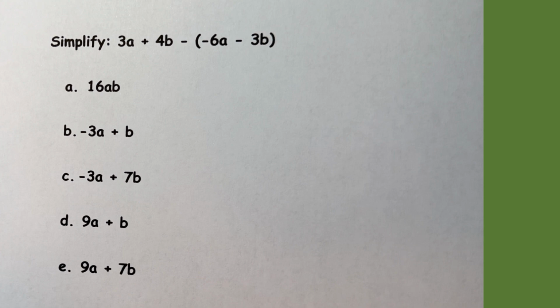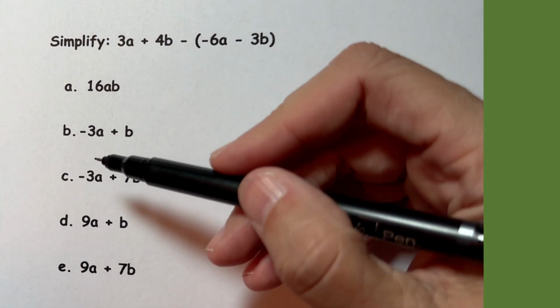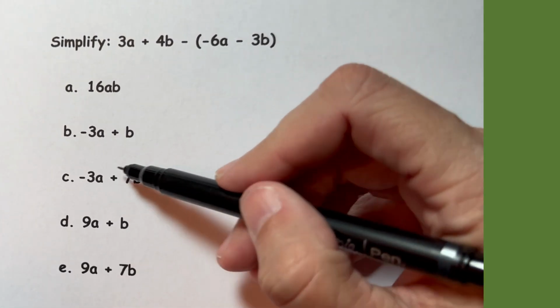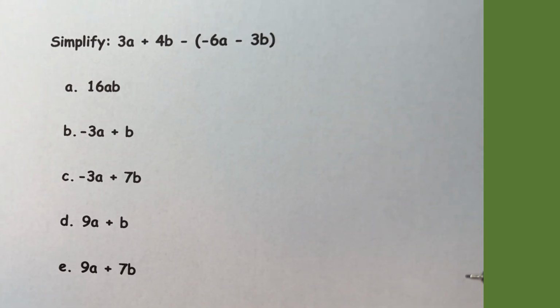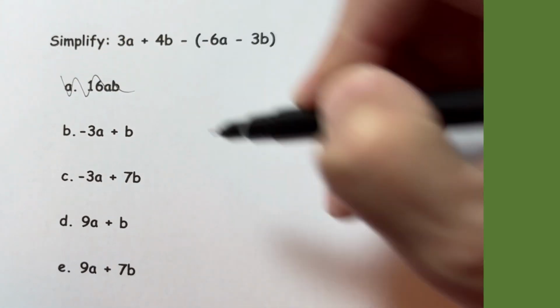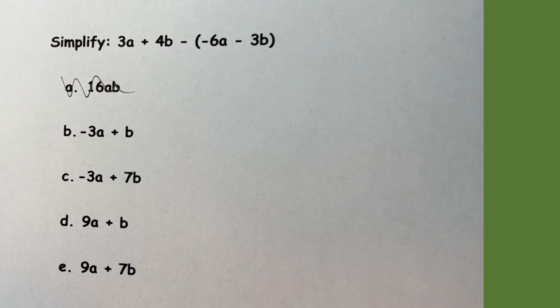Let's look at the answers. You have no idea how to do this. Is there any answer we can throw out? Well, if you look at B, C, D, and E, they've all got two terms in them. So if I didn't know how to do this problem, I would throw out A right away.